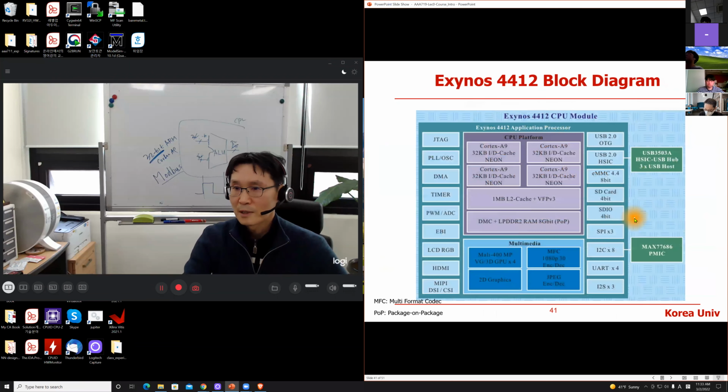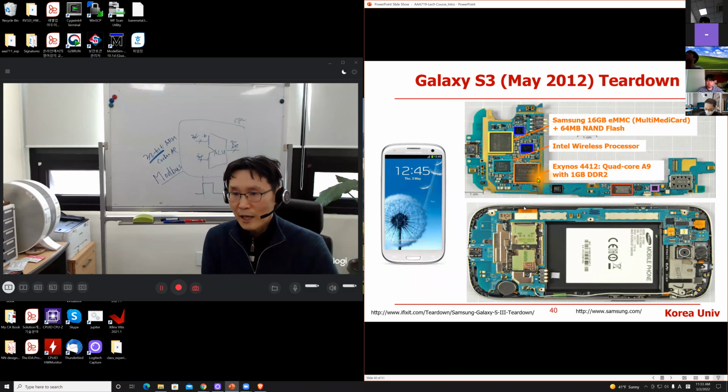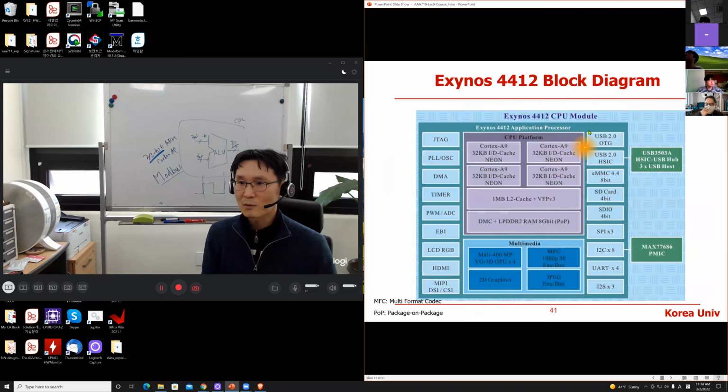Okay, let's just skip. Take a look at Exynos, this application processor from Samsung. Exynos is the brand name. This is a block diagram of the Exynos application processor. Here are 4 CPUs, Cortex A9, and then main memory integrated inside, also several I/O devices: timer, HDMI, LCD, UART, I2C, and so on. Those are I/O devices.